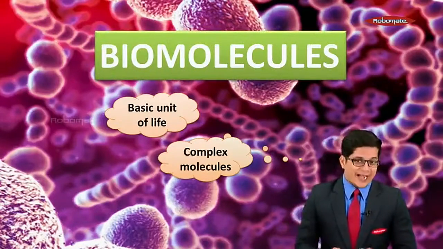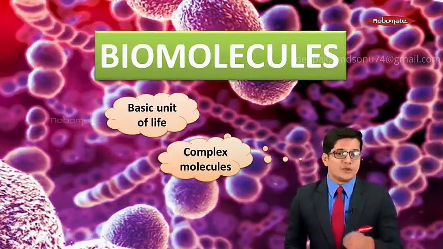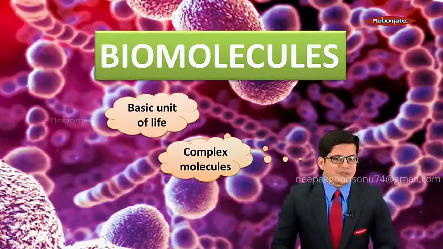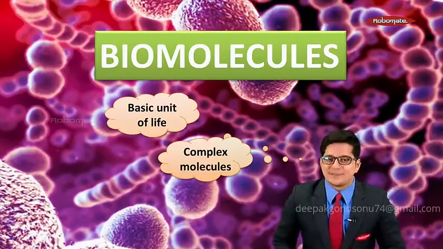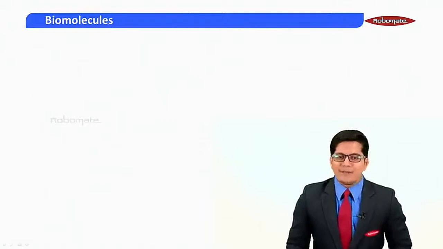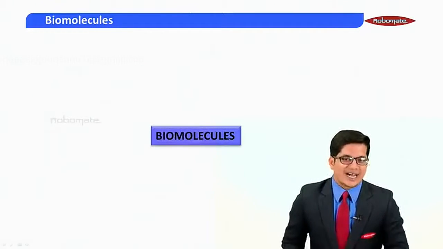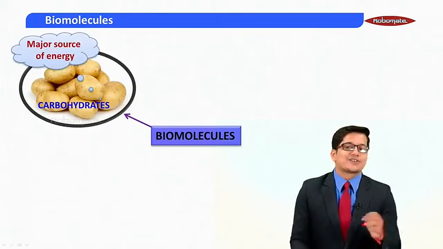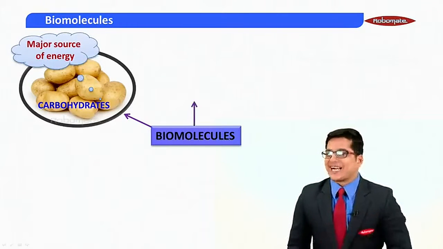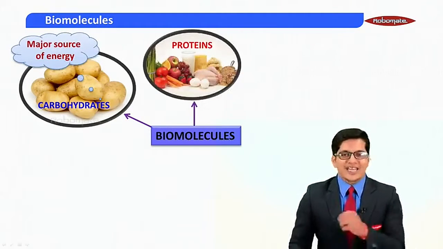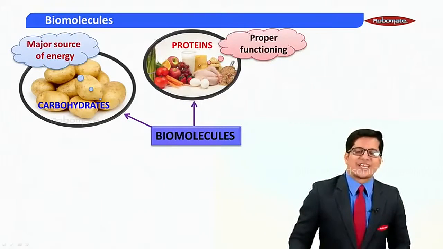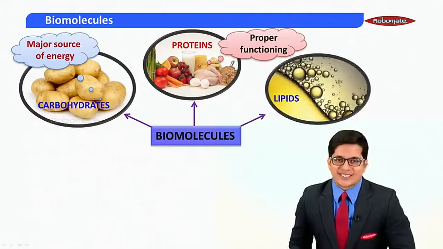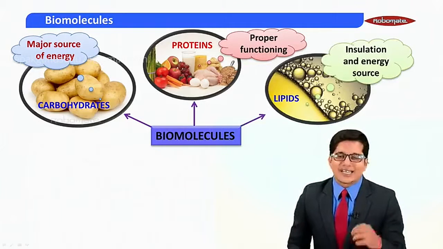And what are the biomolecules which we come across in day-to-day life, or rather which are the biomolecules found in the human system? Let's see. The biomolecules which we are going to discuss are, the first one, carbohydrates, which are a major source of energy. Next come proteins, which are required for proper functioning of our body. Next, we are going to discuss lipids, which act as an insulator and source of energy.